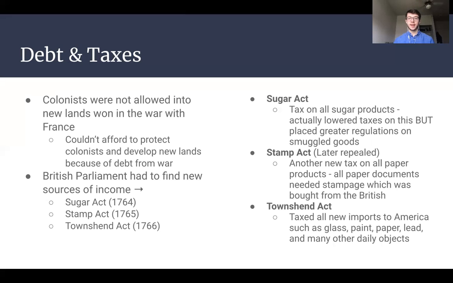Lastly, the Townshend Act. This taxed all new imports to America, such as glass, paint, paper, lead, and many other daily objects. Again, the colonists thought all of these taxes were unfair because they needed these to survive, and they did not believe that the British over in Great Britain were getting the same taxes placed on them.